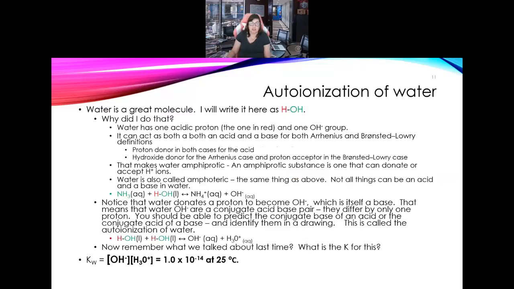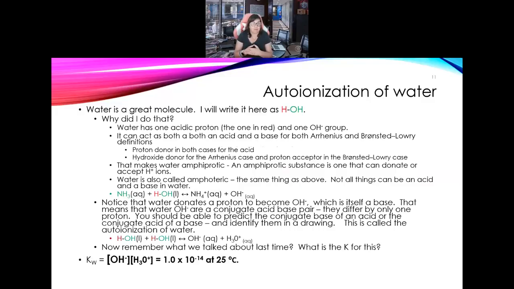Now, water is special. I always tell my students in 110 that water is very special. It has lots of different properties. We can write it here as H-OH. Why did I do that? Because water has one acidic proton, the one that's listed in red, and then the OH group, which is a base. It can act as both an acid and a base in both Arrhenius and Bronsted-Lowry definitions. So it's a proton donor. It also donates OH- for the Arrhenius case and accepts the proton in the Bronsted-Lowry case.